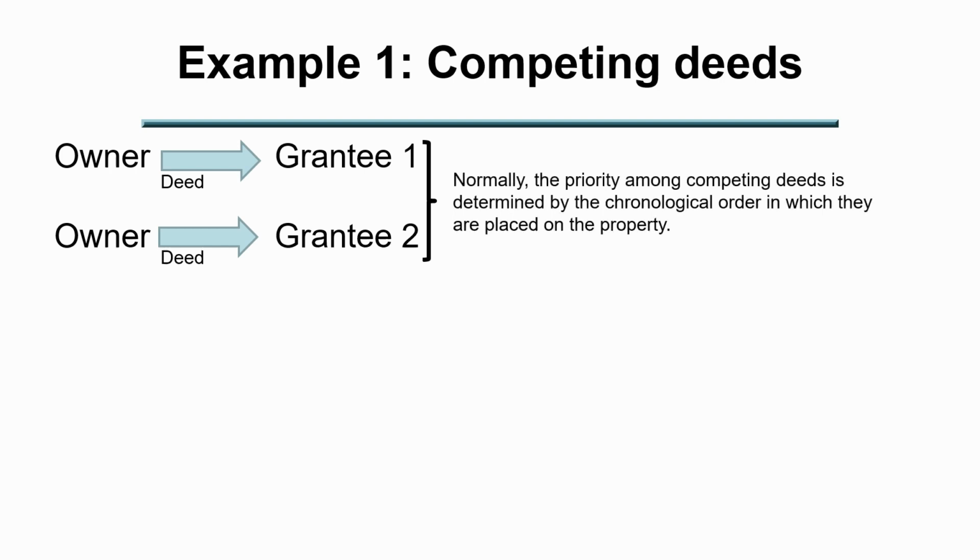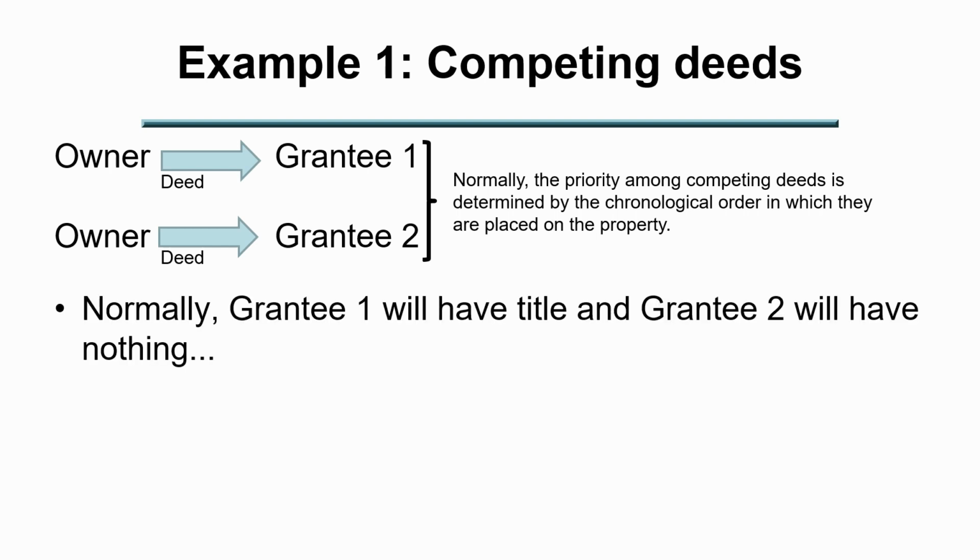And of course, normally the priority among competing deeds is determined by the chronological order in which they're placed on the property. So normally grantee number 1 will have title and grantee number 2 will have nothing. That's the common law result. First in time is first in right.